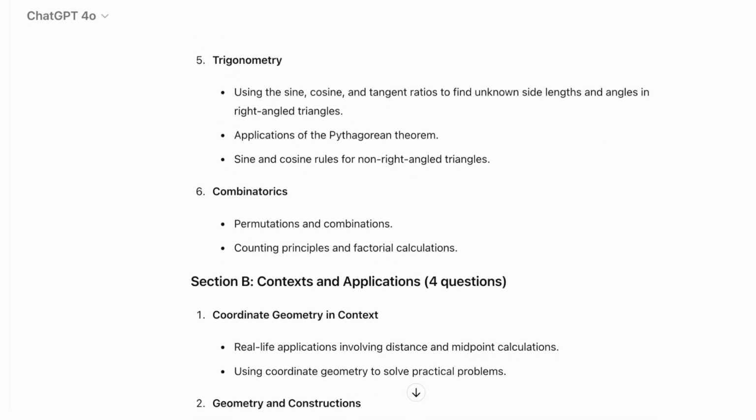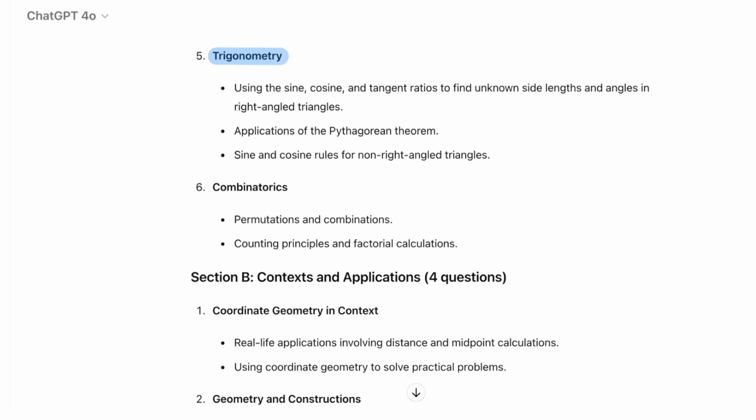Question 5 will focus on trigonometry. It will involve the sine, cosine, or tangent ratio, require an application of Pythagoras' theorem, and include either the sine or cosine rule. In question 6, combinatorics will be the key. It will test you on your knowledge of permutations, combinations, and counting principles. Section B, Contexts and Applications, will contain 4 questions.